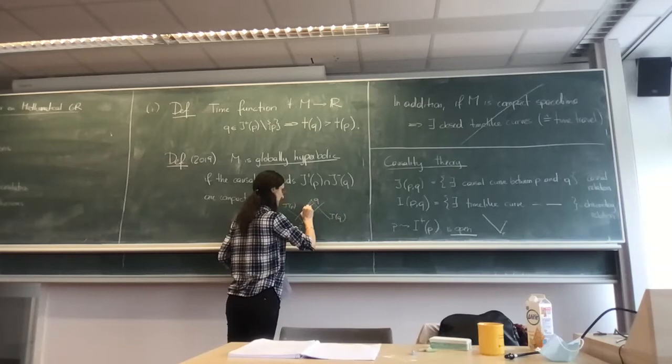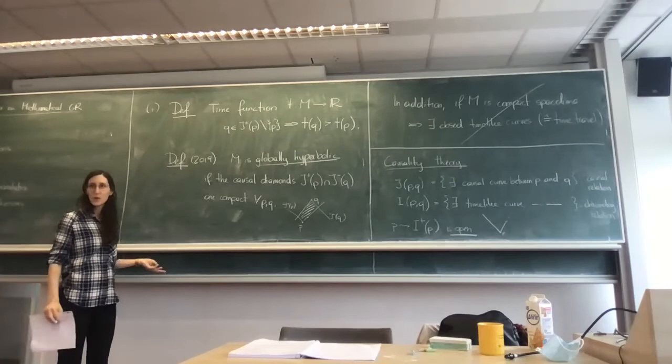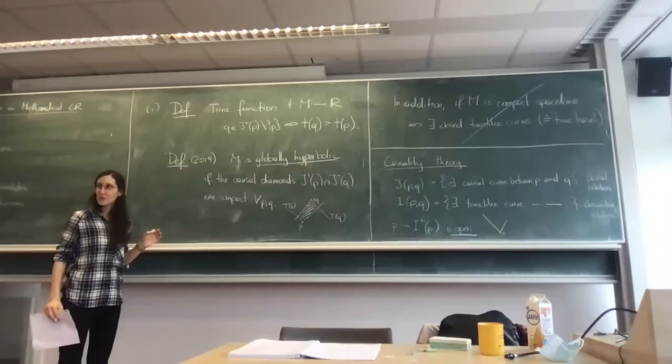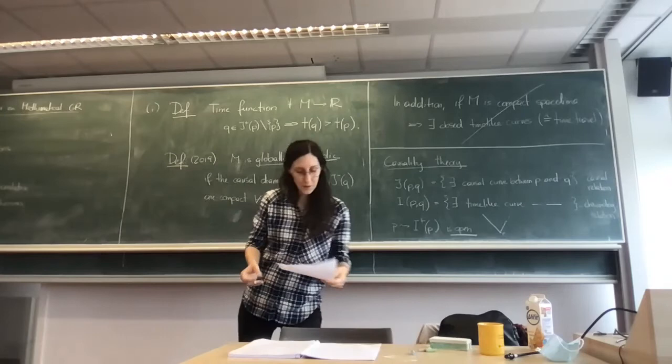Of course, in higher dimensions, it's really like a diamond. If these sets are all compact, then we call our space-time globally hyperbolic. This is really one of the strongest and most important properties that a space-time can have. You should somewhat think of it like having a complete Riemannian metric. It's really an analog of that for many properties that we want to look at. And this is a reasonable one to have.